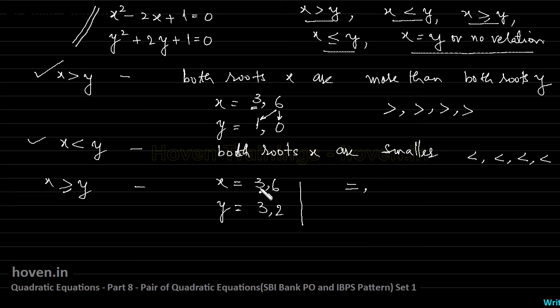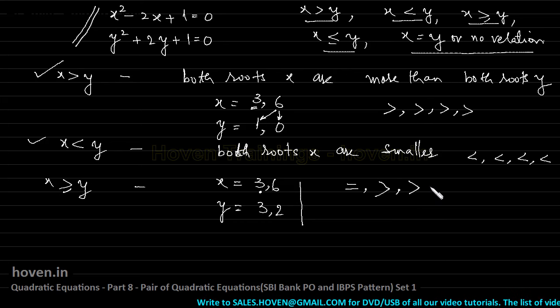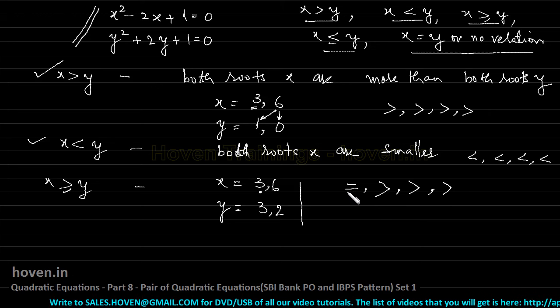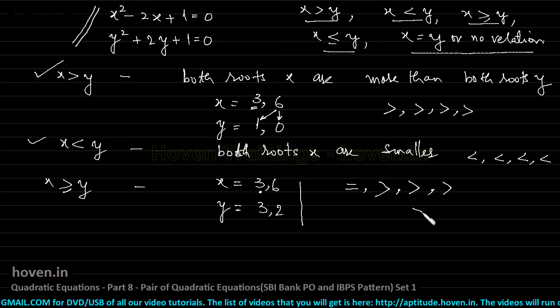Compare this first root with the second root. You get this sign because 3 is more than 2. Then take 6. 6 is more than 3. Again write more. Take 6, 6 is more than 2, again write an angle this way. Since in this case there is one equal to sign and all the others are unanimously more than sign, the relation that follows will be more than or equal to.